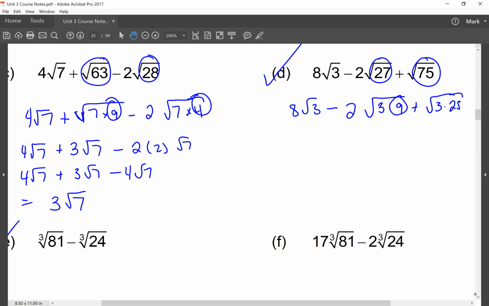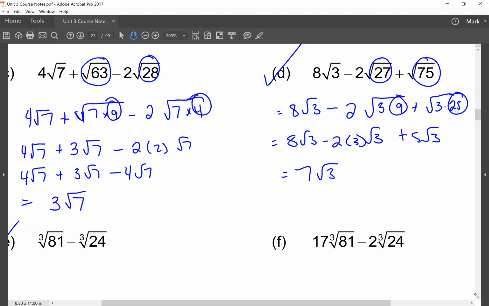So now, because I have a perfect square here, it's easy to solve. 8 root 3 minus 2 times 3 root 3 plus 5 root 3. And then I just solve. So 8 minus 6 plus 5. 8 minus 6 is a 2. 2 plus 5, I get 7 root 3.